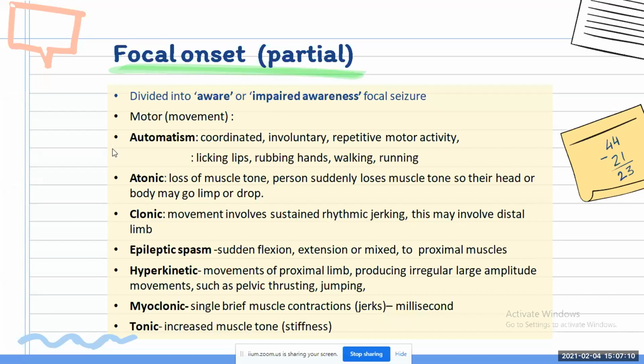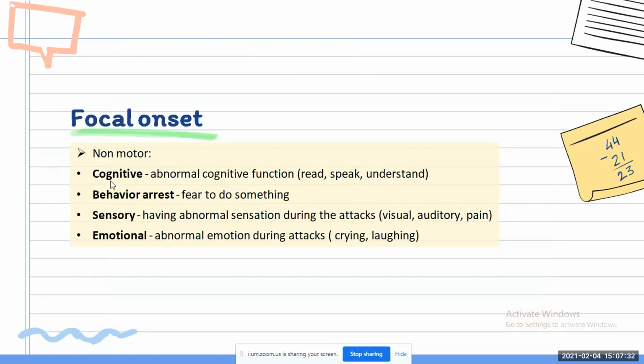The hyperkinetic is the movement of the proximal limb also, but in large amplitude, irregular, such as pelvic thrusting or jumping. For the myoclonic, it's only a single brief muscle contraction or jerking that lasts only milliseconds. For the tonic, it is the increase in the muscle tone or stiffness. For the non-motor under the focal onset, it involves abnormal cognitive function like reading or speaking, or behavior, or sensory function like visual, auditory, or pain or emotional.